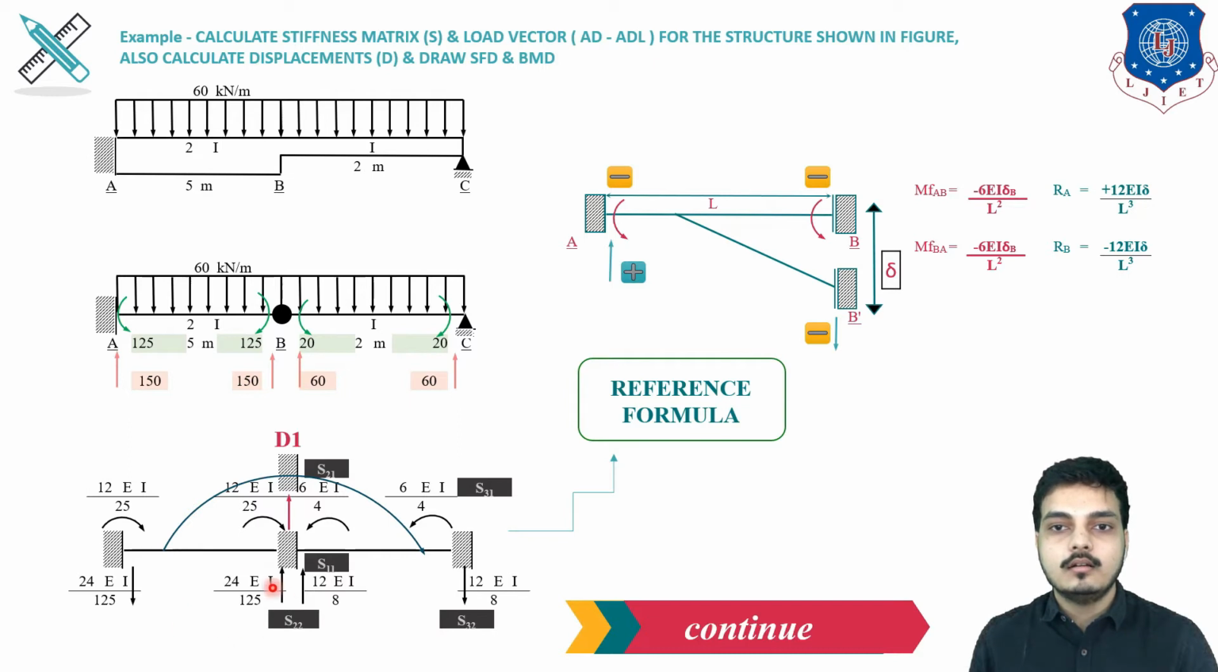So what will be the formula for this? It is nothing but 12 EI delta by L cube. Now 12 multiplied by 2 EI is nothing but 24 EI. Length is 5, so 5 cube is 125. Similarly over here, 12 EI upon 2 cube, which is 8. Here the moment is anti-clockwise, so its reaction will be clockwise, which will be upward here and down here.